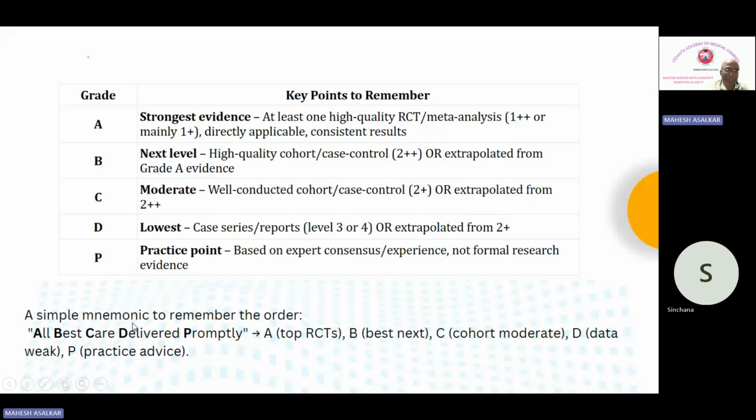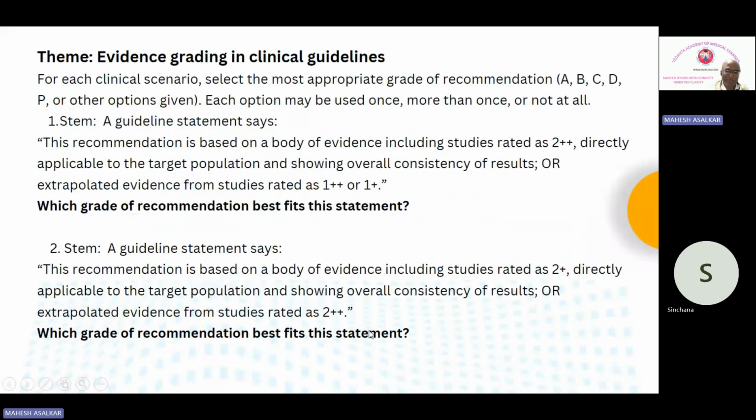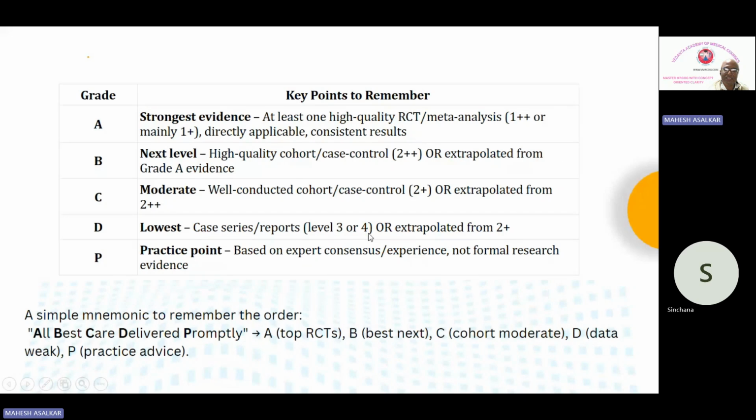Now how to remember? A simple mnemonic to remember the order is "all best care delivered promptly". You can note it down in your notes later on. A is the top, which involves RCT. B is the next best, B stands for best. So after RCT comes case control and cohort studies. Then 2++ we have, and here it will be 2+, and extrapolated from 2++ will be in the B, extrapolated from 2+ will be in the C. And D is the lowest one, that is level 3, level 4, or extrapolated from 2+. So that is how you should remember.